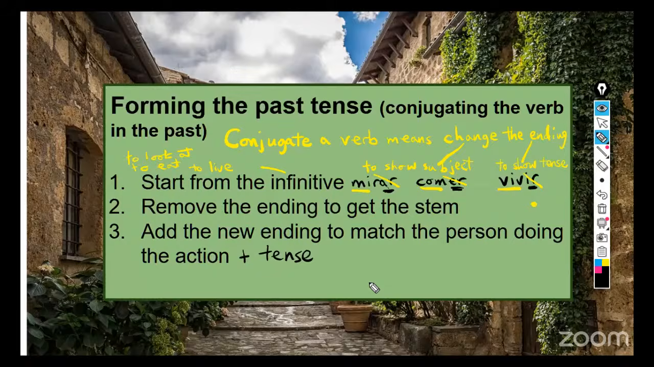Now, how do you know which ending you have to add? Well, you have to get a dice and then you have to roll the dice. No, I'm joking, obviously, right? How do you know which ending to add? Because your teacher taught it to you and you memorized it. That's how you know, right?